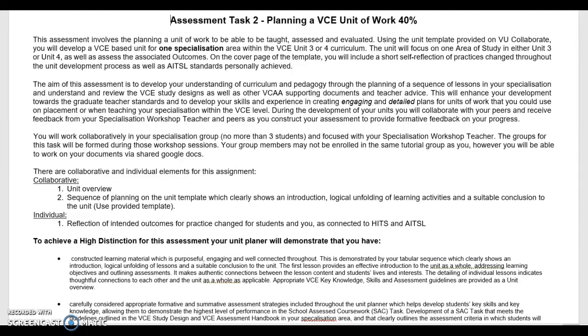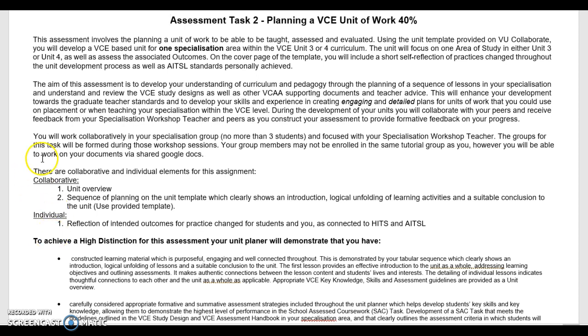Hi, this video is going to explain assessment task 2, which is planning a unit of work. It's going to be a VCE based unit of work for one of your specialisation areas within the context of VCE, which is unit 3 or unit 4.